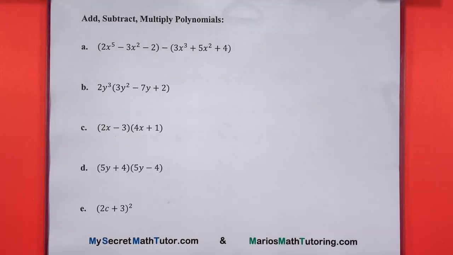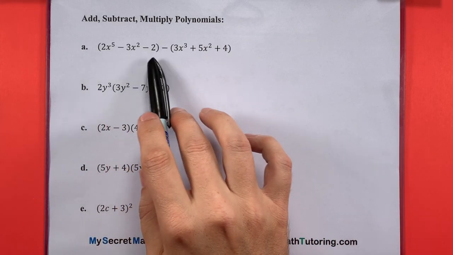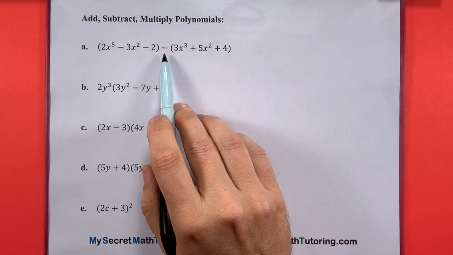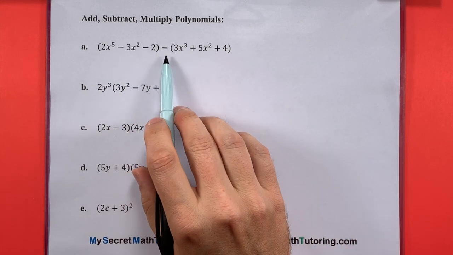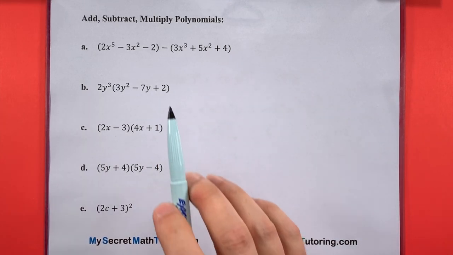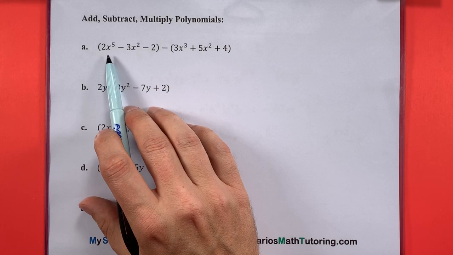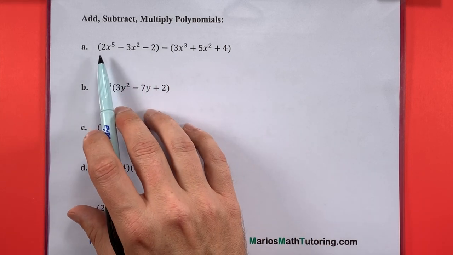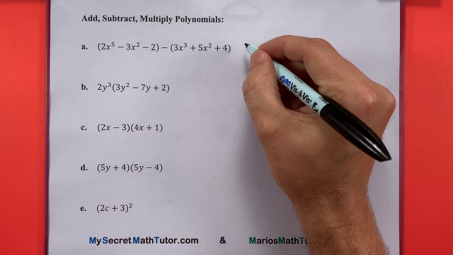All right, for this next problem, we're working to add, subtract, or multiply polynomials depending on how they're put together. There's bunches of them here, so let's go ahead and start with the first one. In the first one, we see that we're actually subtracting two polynomials. We can tell because I have the first polynomial minus the second polynomial. For these, you really want to think of like terms. So here I have a term with x to the fifth, but there is no other x to the fifth term over here. So this is like 2x to the fifth minus 0.